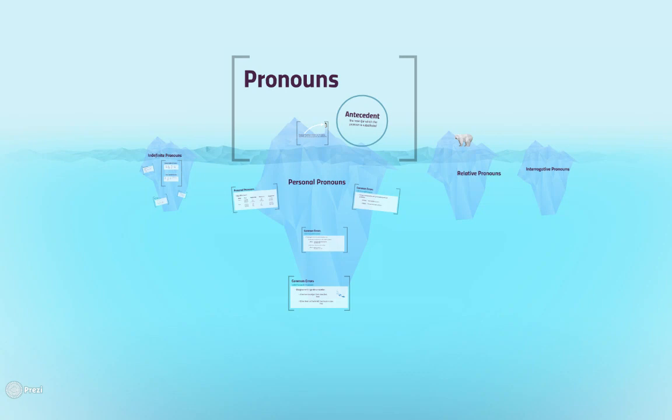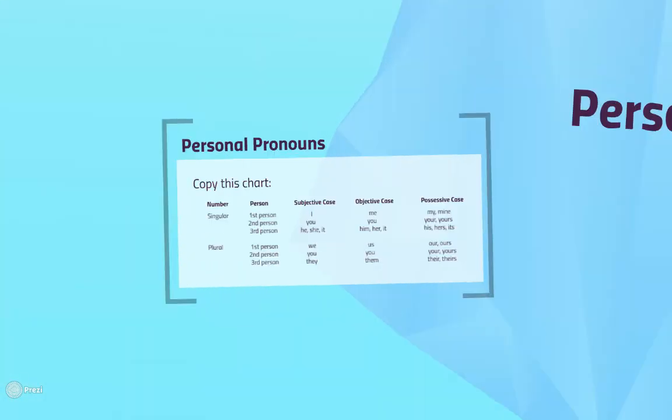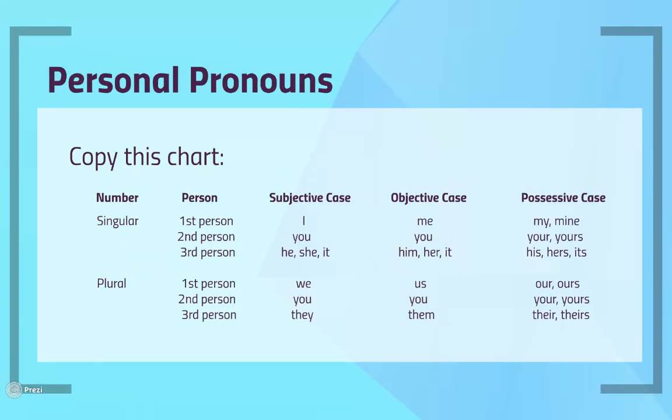Now today we're going to be talking about the biggest category of pronouns, which are personal pronouns. And at this point, I would like for you to pause the video and copy this chart down on your own paper. It's going to come in really handy, especially when it comes to looking at errors between the subjective and the objective case of personal pronouns.